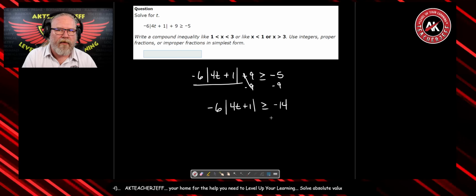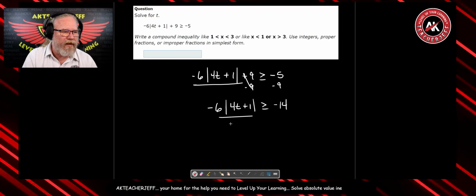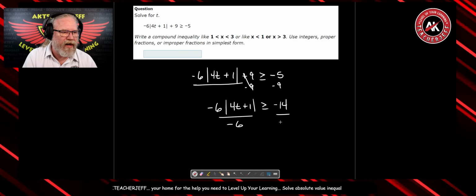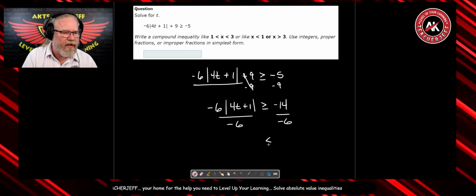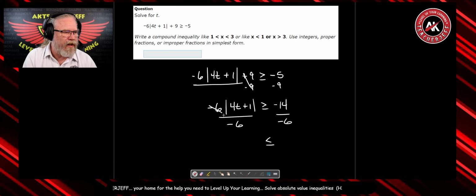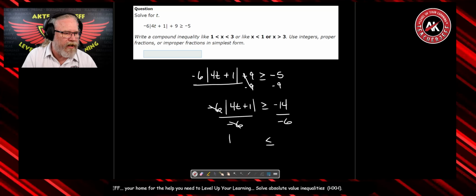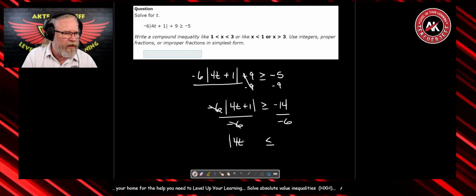Looks like we're going to end up with a fraction here. Let's go ahead and divide by negative 6. We're going to divide by a negative, so that means our sign's going to flip. We're going to flip that sign. Those cancel each other. Leave me with the absolute value of 4t plus 1.